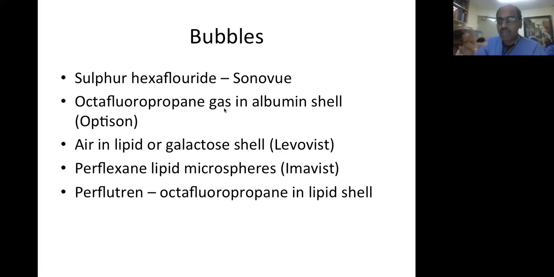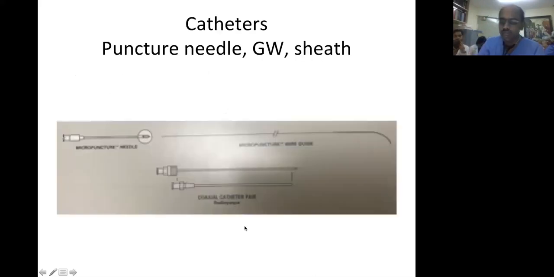Inner albumin, the inner gas is either a perfluorocarbon or nitrogen in the air. So this is the basic principle of an echocardiographic contrast.